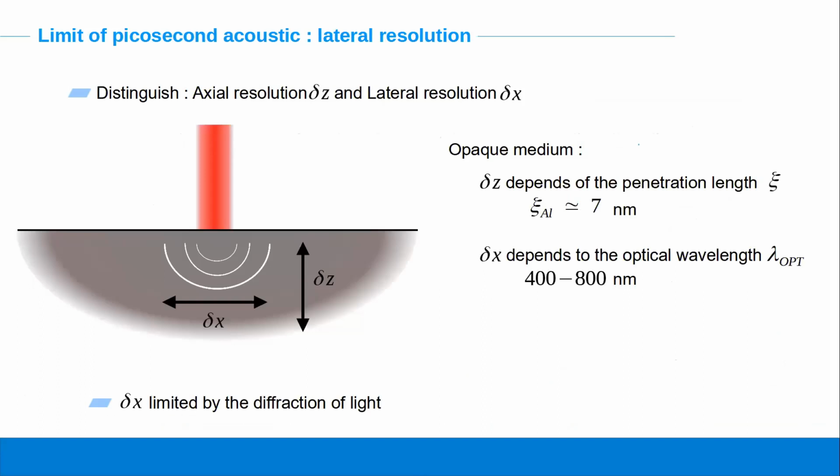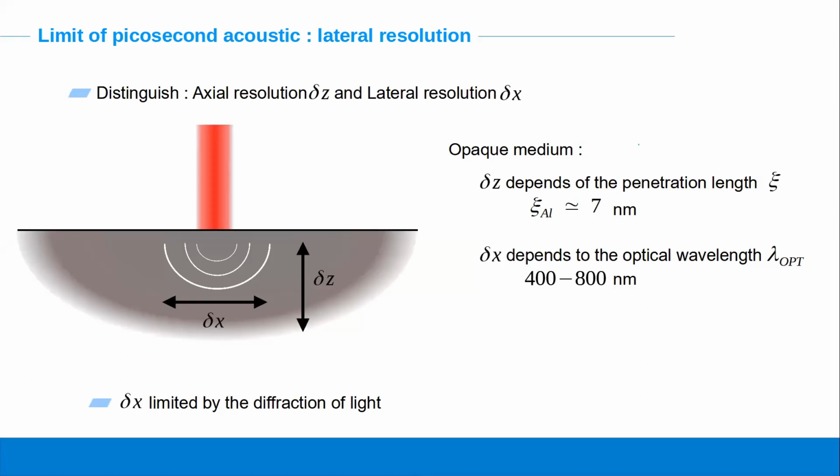For that, I will distinguish axial resolution and lateral resolution. The axial resolution is the resolution you can obtain along the axis of propagation of your acoustic waves, while the lateral resolution will be in the plane. Of course, this resolution will depend on the optical property of the material and of the light source. Basically, the axial resolution will depend on the wavelength and the penetration length of the light in the material, while the lateral resolution will be limited by the size of your source and receptor, so basically the size of the laser.